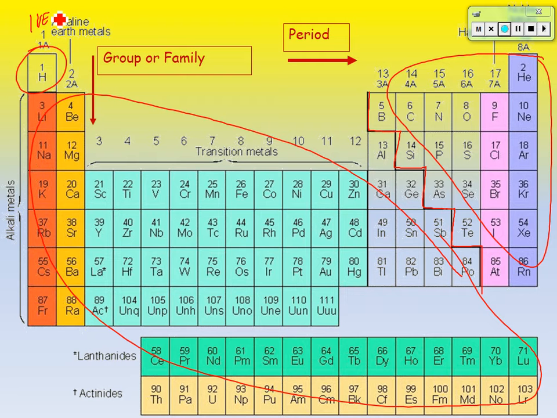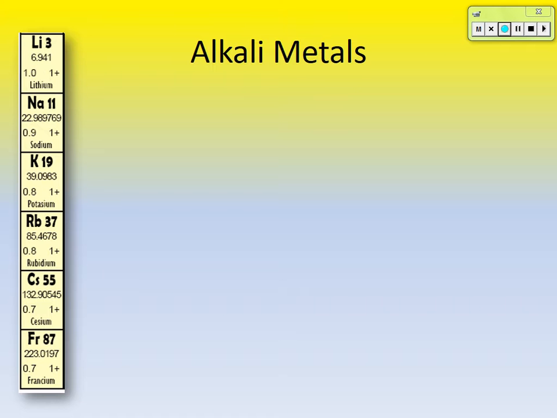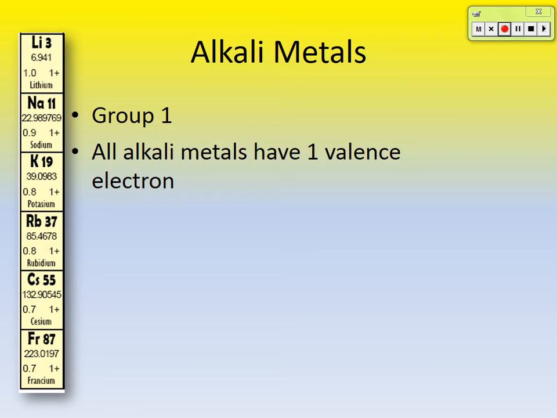That's a pretty good review of what we talked about last time. What we're going to do in this video is explain each class of elements a little bit more in depth. So let's get started. Okay, let's start with the alkali metals. It's the first group on the periodic table, so it's group 1. They have one valence electron. You need to know that. All of them have one valence electron.